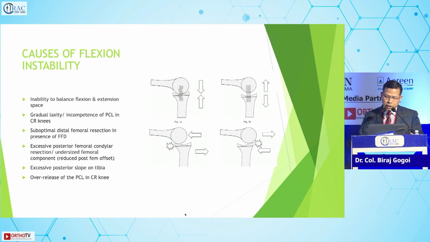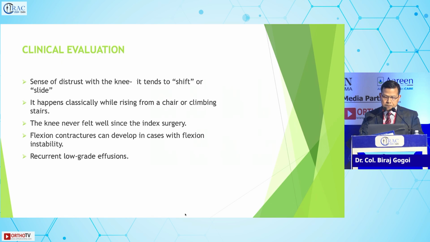Gradual laxity or incompetence of the PCL in CR knee designs can sometimes happen. And this generally happens if the condition of the PCL is not healthy at the time of surgery, or the surgeon tries to balance the flexion space by doing partial recession of the PCL. Although flexion instability may also occur with PS knee designs for other reasons. And suboptimal distal femoral resection in presence of FFD is another cause of this condition. Excessive posterior femoral condylar resection with undersized femoral component also leads to this condition.